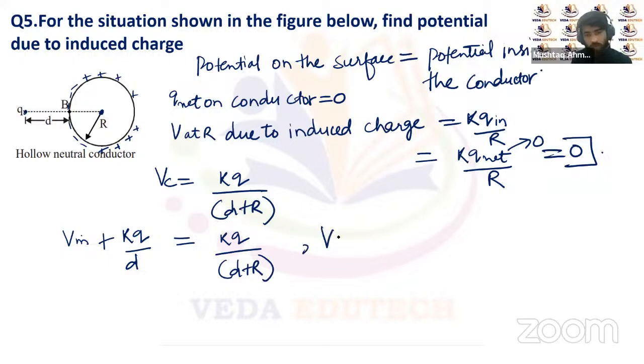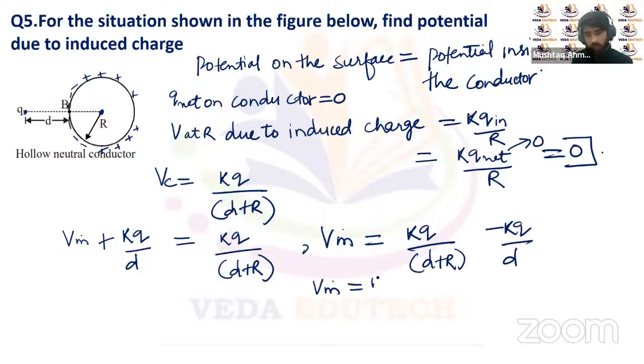So from here, the potential due to induced charge will be KQ over T plus R minus KQ upon D, right? You can take K and Q common here, and we'll be left with T minus R upon T into T plus R, right?